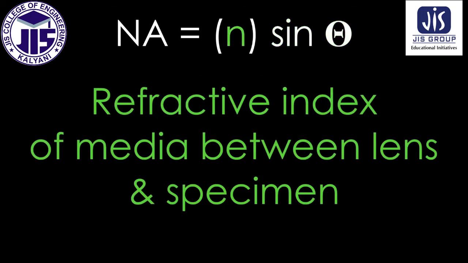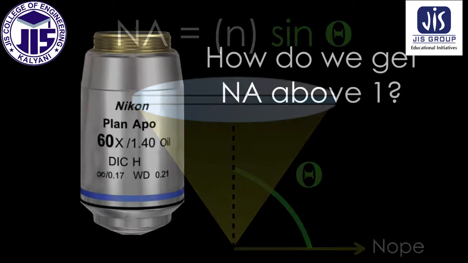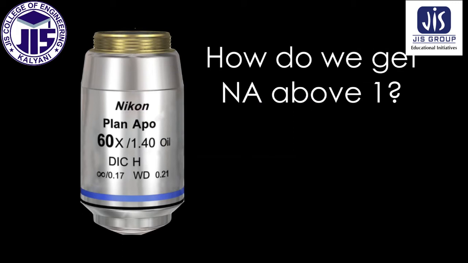N is the refractive index of the media that's between the lens and the specimen. So I think we can all agree that a lens is not going to be able to collect the 90-degree angle of light coming from your specimen. So the sine of 90 degrees is 1, and the refractive index of air in a vacuum is 1, slightly higher than that in the room. But many objective lenses have a numerical aperture above 1. So how is that achieved?